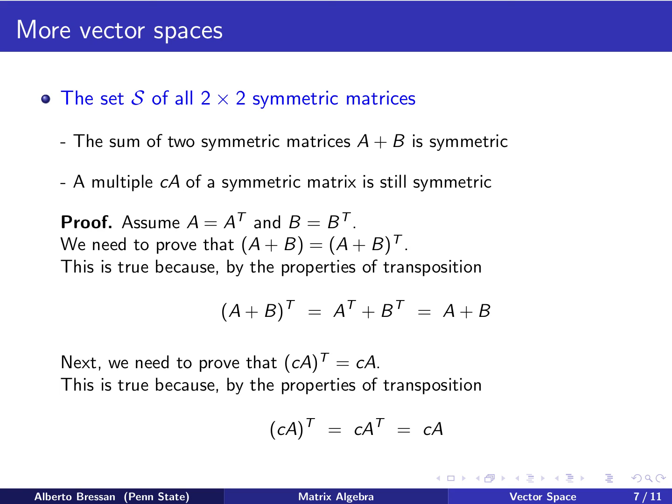Then, thanks to the property of the transposition, we'll have the following. (A plus B) transpose is simply the transpose of each, then added up. So A transpose plus B transpose. And since A and B are both symmetric, this is just A and this is just B. And that's what we wanted to prove.